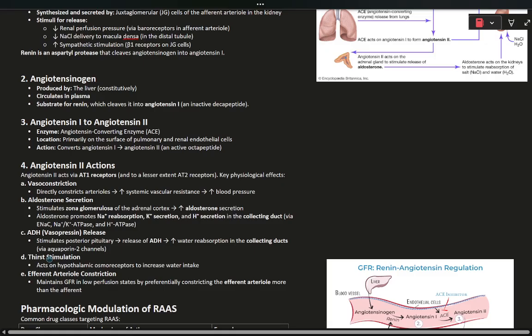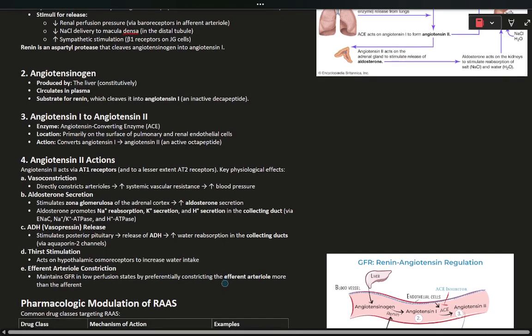And then there's going to be third stimulation, where the angiotensin 2 acts on the hypothalamic osmoreceptors to induce water intake. And then lastly, there's going to be efferent arteriolar constriction. And so the efferent arteriolar constriction is going to maintain the GFR, or the glomerular filtration rate, in low perfusion states by preferentially constricting the efferent arteriole over the afferent.